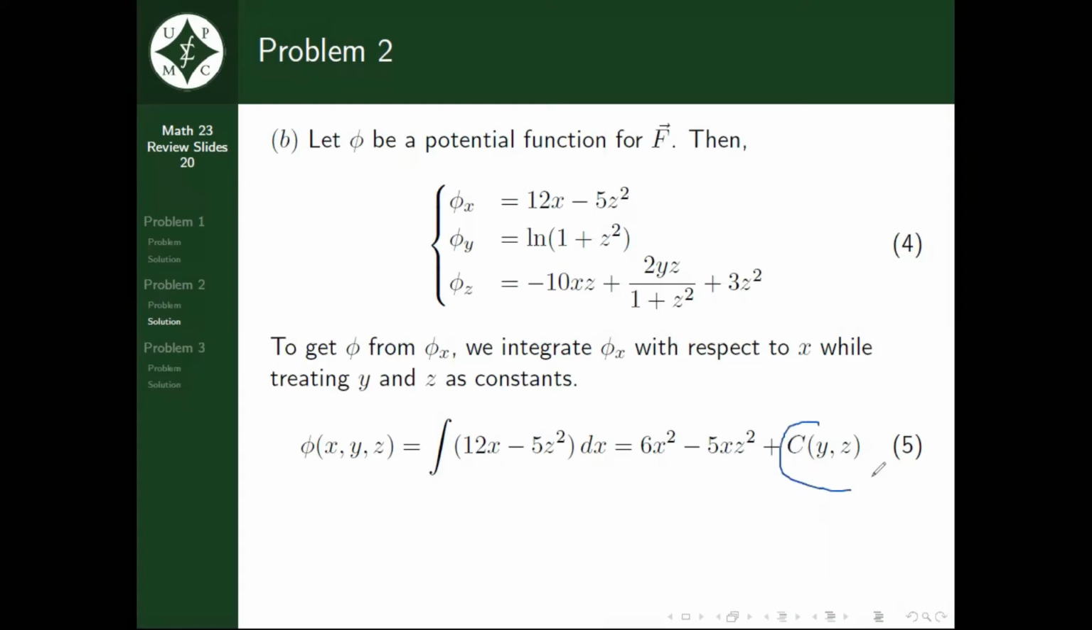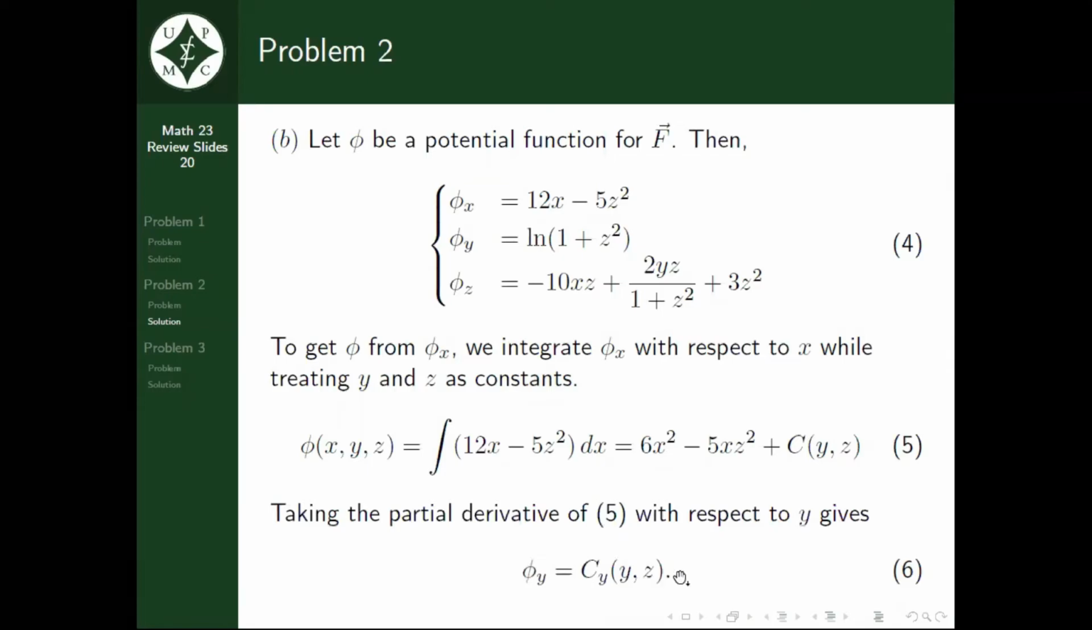Again, this is a function c of y and z alone, because if we take the partial derivative with respect to x, this should be the result. And this is treated as a constant, because we are dealing with partial differentiation here with respect to x. So now, we get the partial derivative of phi with respect to y, which is this one. And then compare.